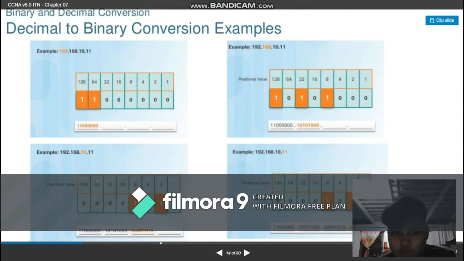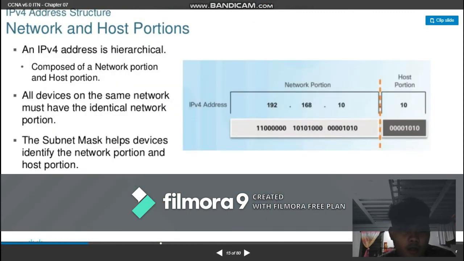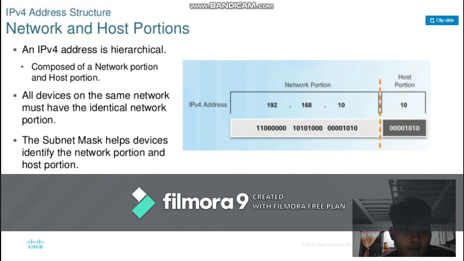Then let's proceed. So network and host portion. An IPv4 address is hierarchical, composed of a network portion and a host portion. All devices on the same network must have the identical network portion. So the subnet mask helps devices identify the network portion and host portion.